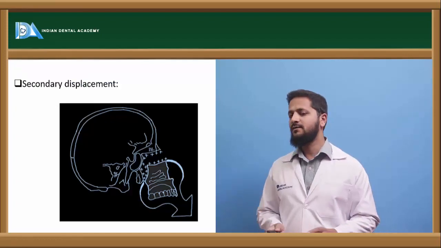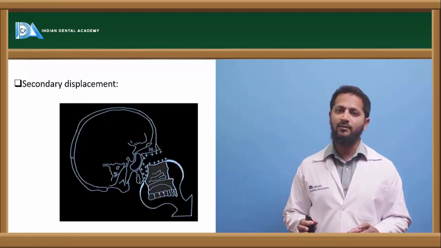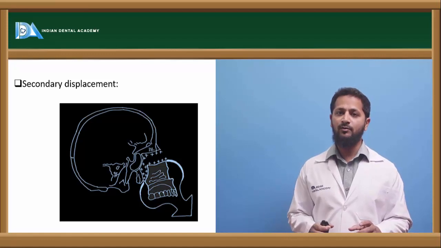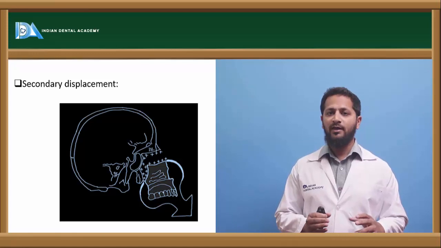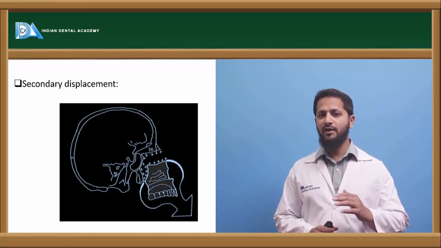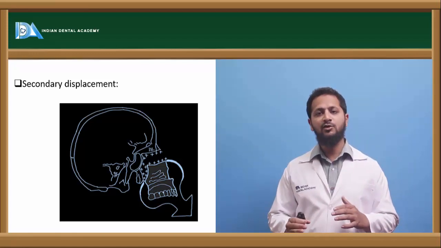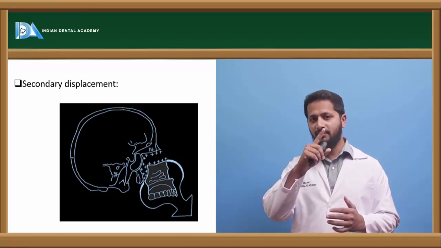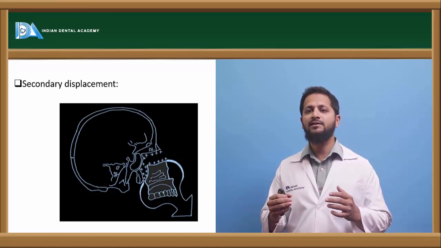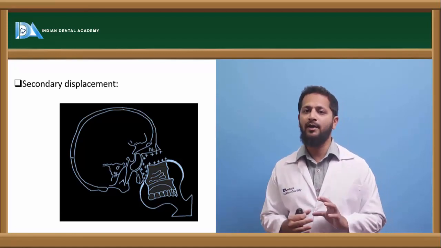Now, what is secondary displacement? Secondary displacement is movement or displacement of the bone because of the growth occurring in some other bone. The nasomaxillary complex is attached to the cranial base by means of a number of sutures. When there is growth of the cranial base, these forces get transmitted to the nasomaxillary complex by means of these sutures, and the entire nasomaxillary complex gets moved in a downward and forward direction.